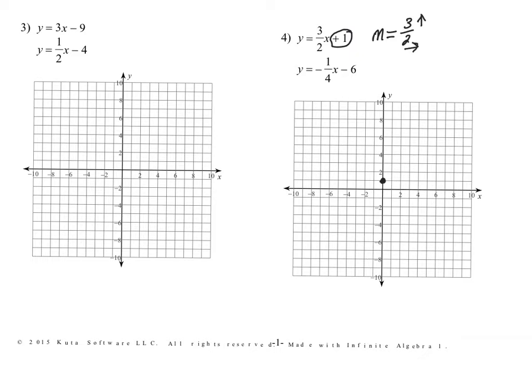So I count up 3. That puts me at 4. Right 2 puts me at this point here. Up 3 again. Right 4.